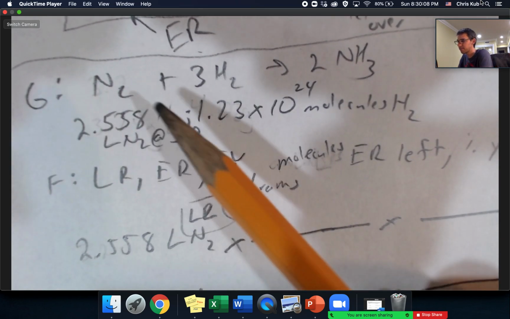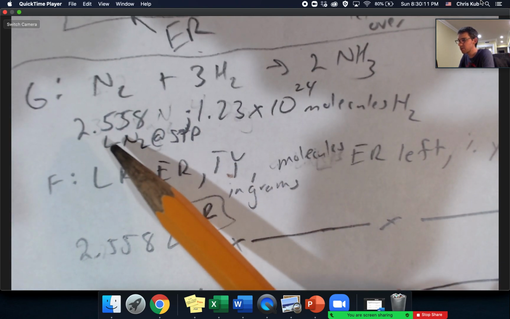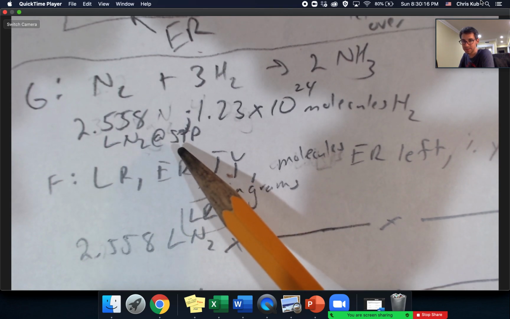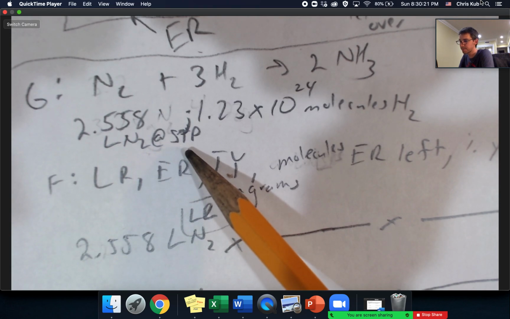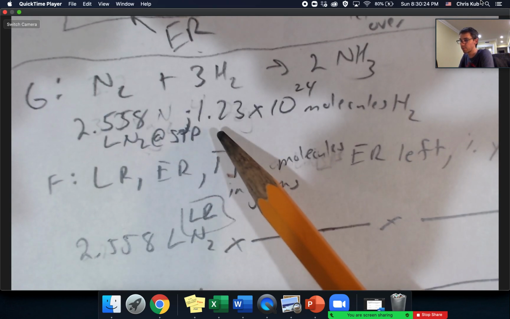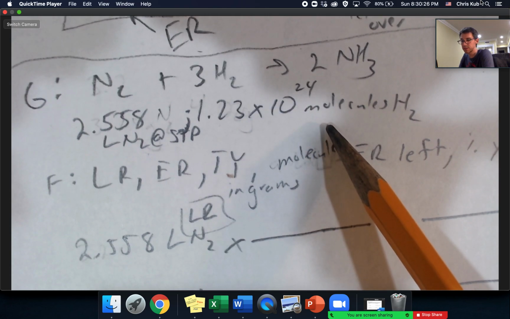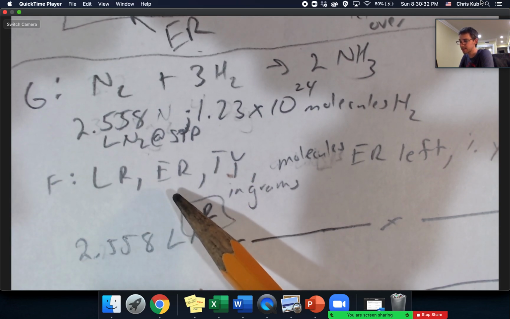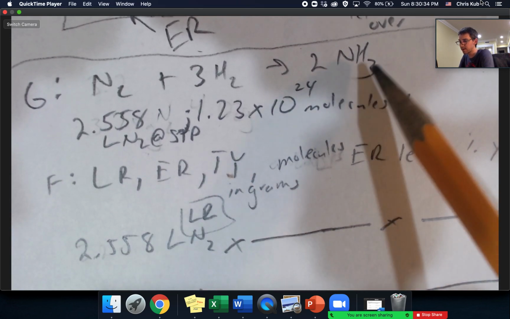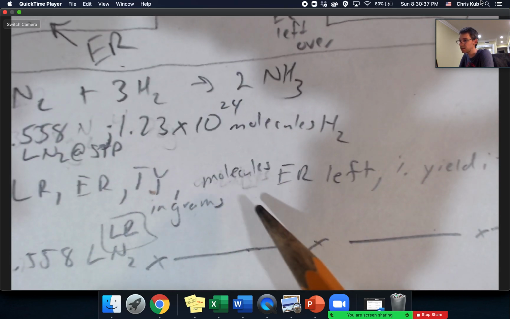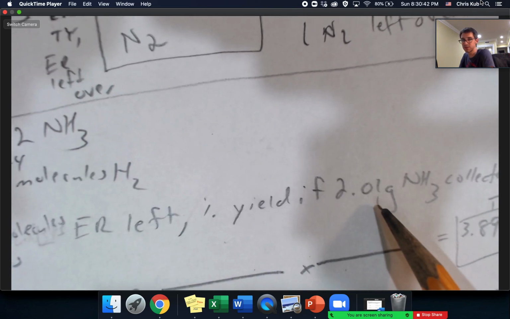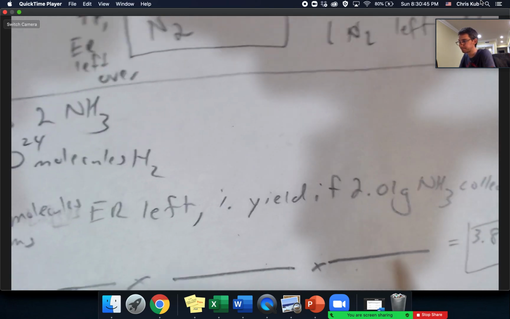Like, for example, with that same balanced chemical equation, if you were provided 2.558 liters of nitrogen at standard temperature and pressure, so 1 atmosphere and 0 degrees Celsius, and you were also provided with 1.23 times 10 to the 24 molecules of H2, determine which one of those is the limiting reactant, N2 or H2, which one's the excess reactant, what is the theoretical yield of ammonia in grams, and determine how many molecules of the excess reactant will be left over, and finally, what would be the percent yield if only 2.01 grams of ammonia were collected.